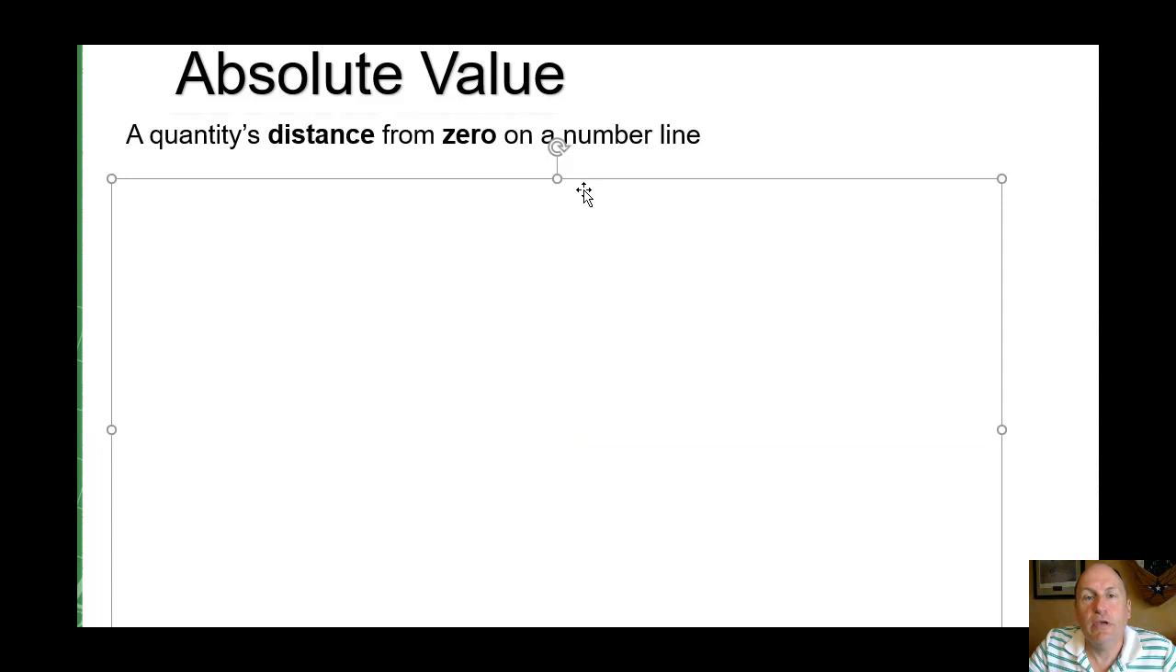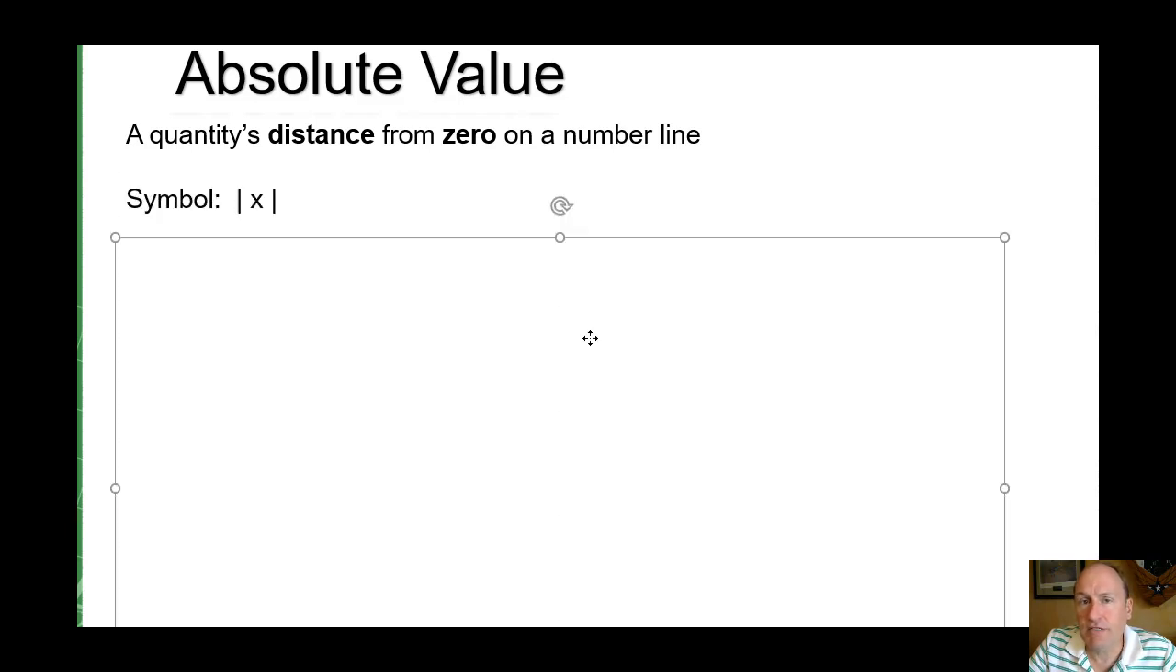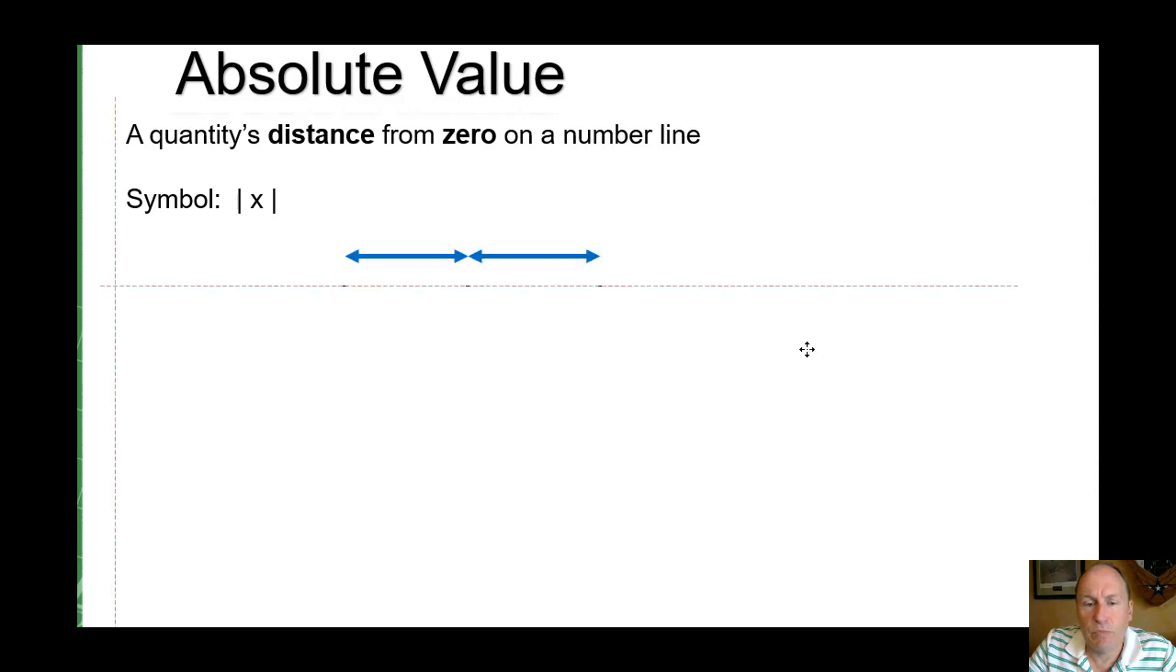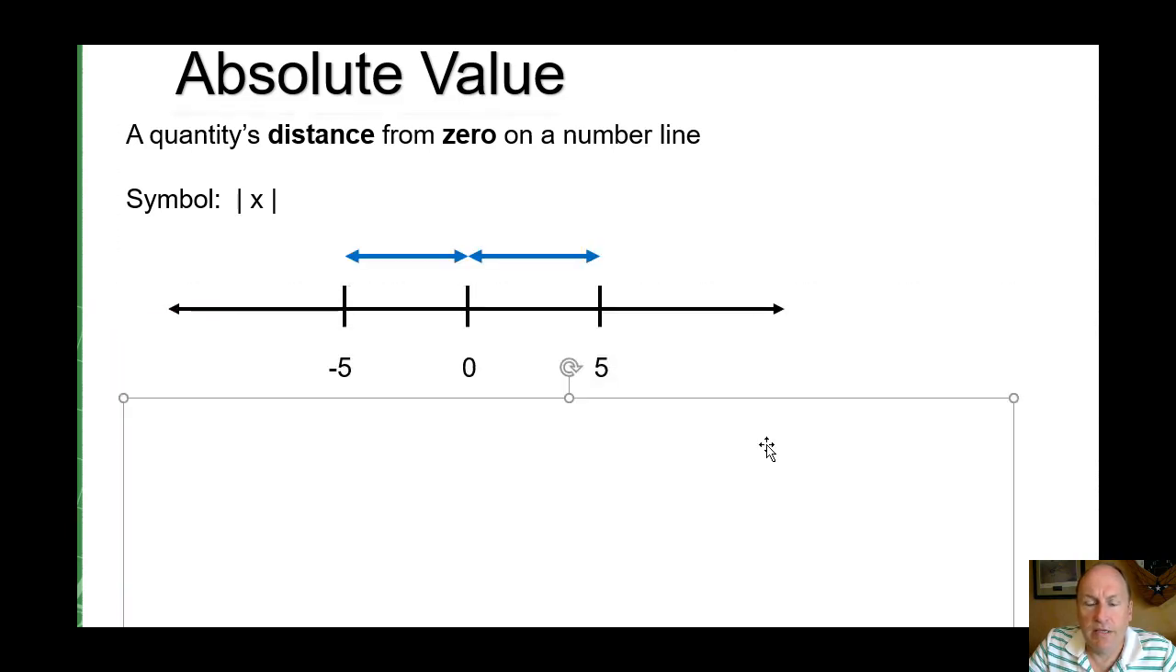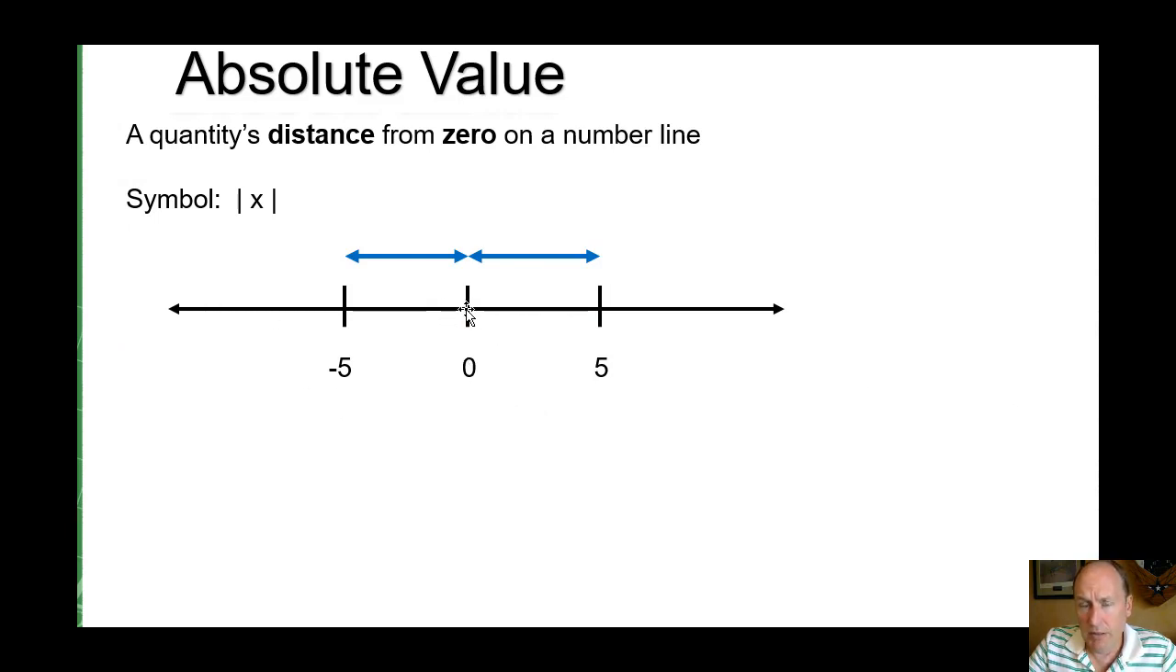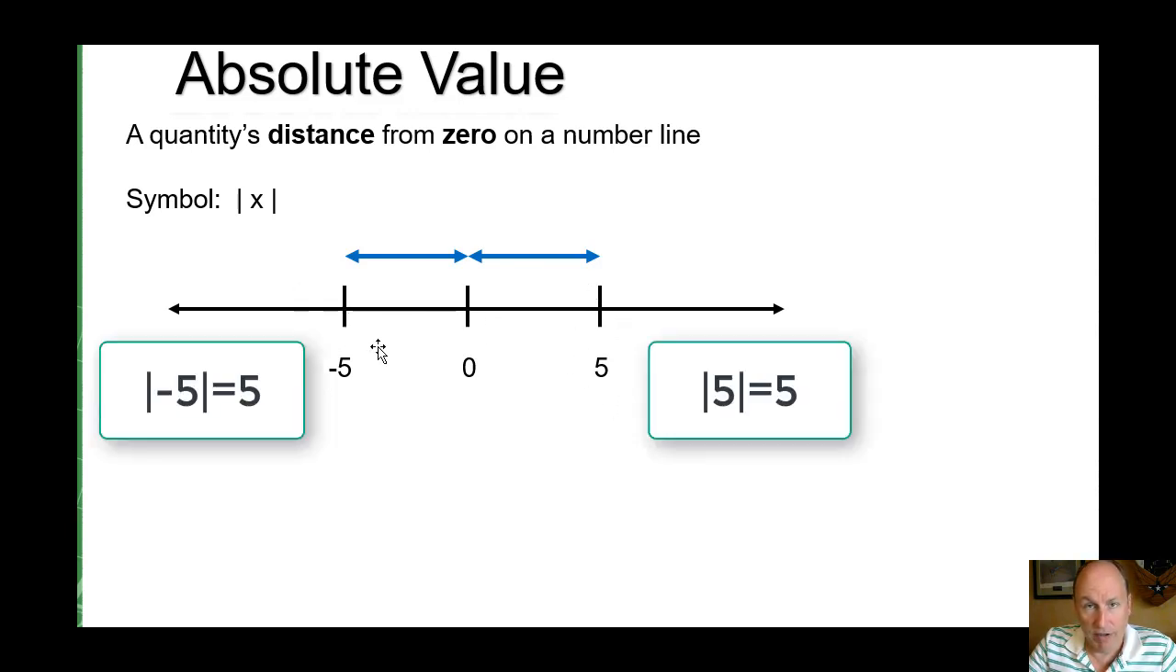So absolute value is the distance something is from a reference point or zero on the number line. It could be in the positive direction or the negative direction. As a symbol, we use what are called absolute value bars. They are vertical bars around the quantity that we are defining the absolute value of. So graphically, this would be a distance of 5 from 0 on the number line. So a quantity 5 or negative 5 would have an absolute value of 5 because both 5 and negative 5 are 5 units from 0 on the number line.